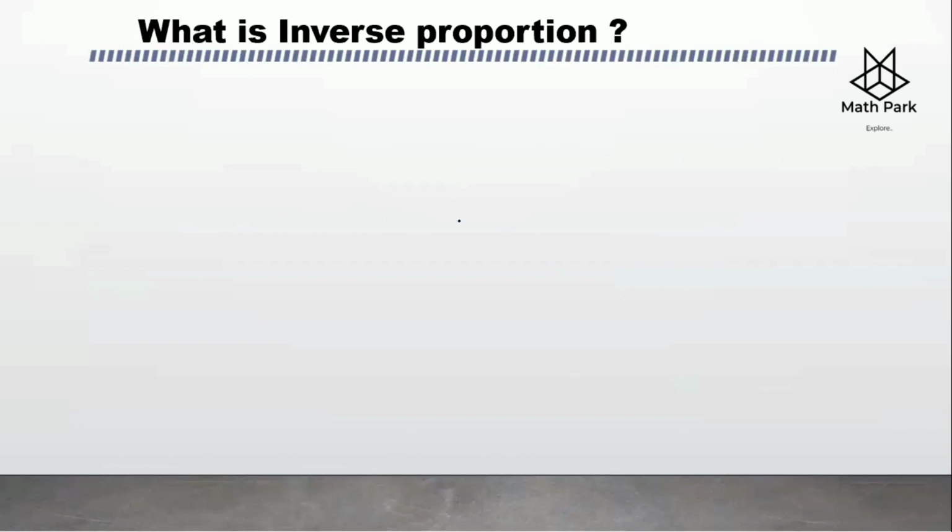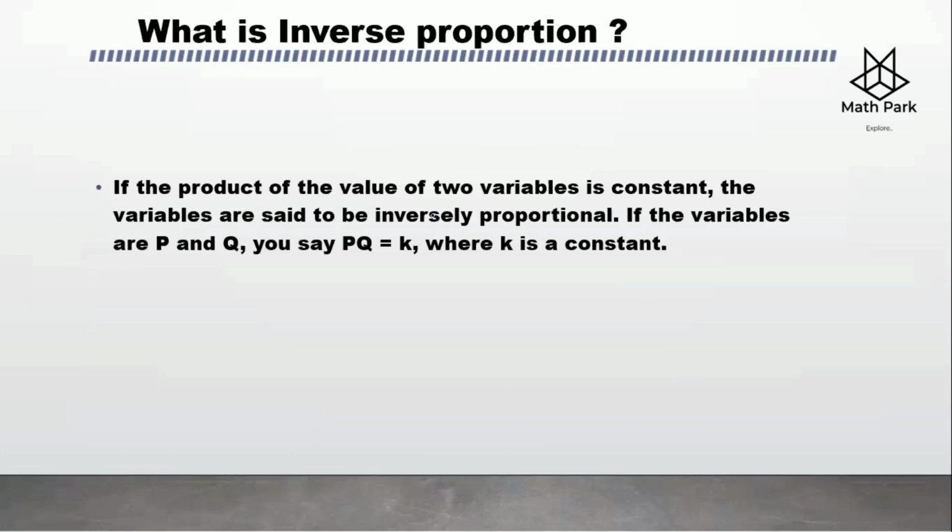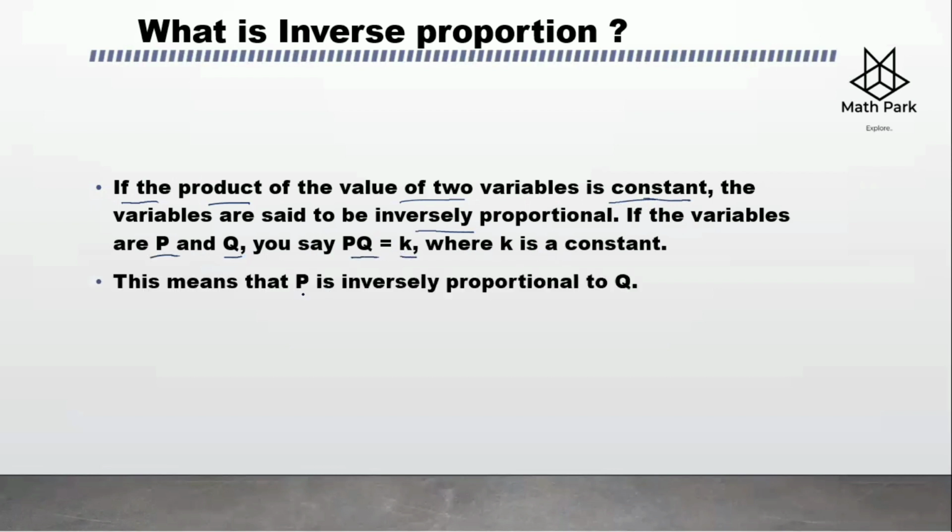When one quantity increases, the other depending on that decreases. It goes reverse. Then it is called inverse proportion. That is, in this case, the product of the values of two variables is always constant. The variables are said to be inversely proportional when the product is constant. If the variables are say P and Q, and PQ is equal to K, where K is the constant of proportionality, this means that P is inversely proportional to Q.